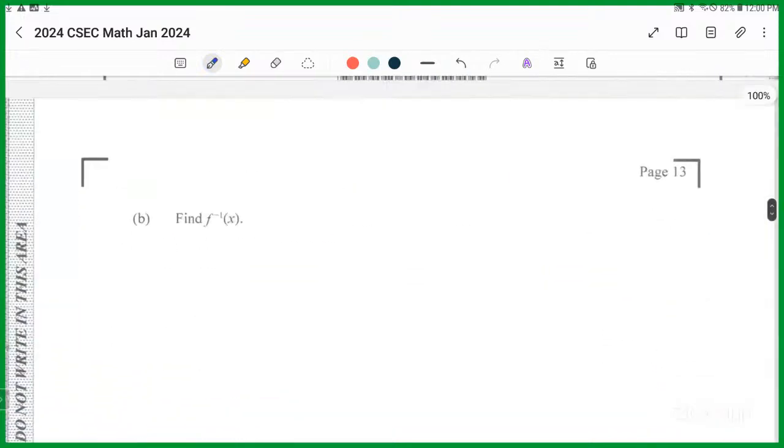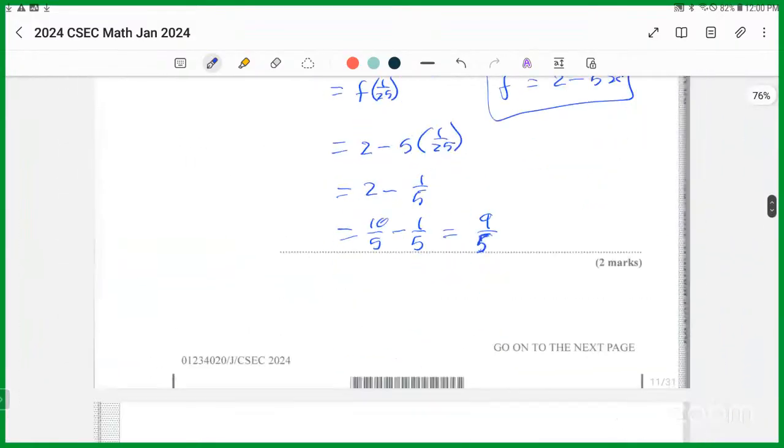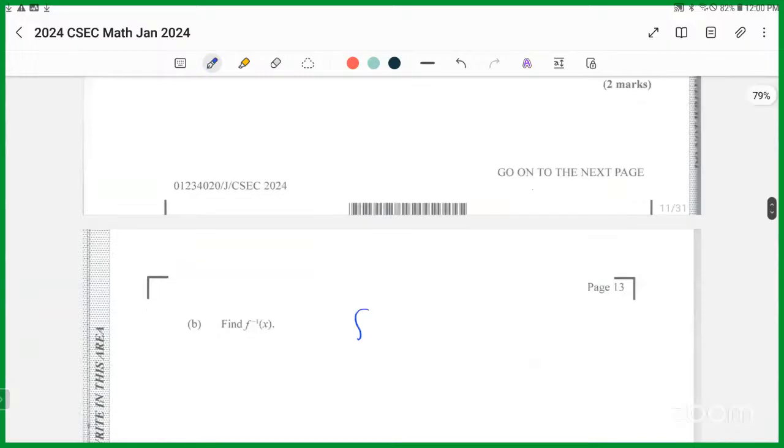Good. Next one, we want f to the minus 1 of x. What is the f again? The f is 2 minus 5x. I'm going to inverse it. This f becomes x equals 2 minus 5 times, and this x becomes f to the minus 1. We are now trying to make this the subject.